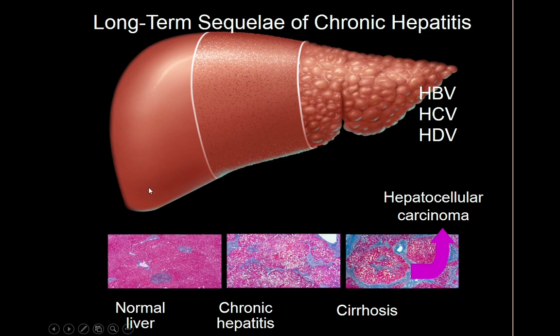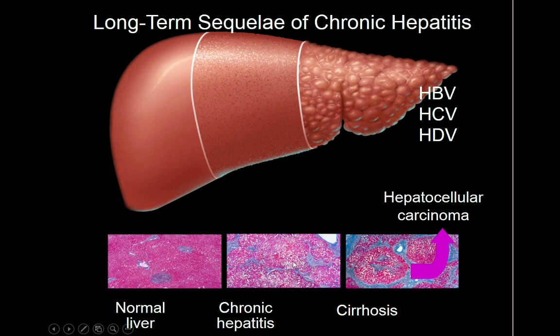Now, this is the long-term sequelae of chronic hepatitis, which is B, C, and D. This is the normal liver, how it looks. This is all Masson's trichrome, so you can see the stain here. In the normal liver, it stains only around the portal tracts and around the central vein, and this pink is all hepatocyte. In chronic hepatitis, you can see that the blue has become much more. That means there is much more collagen where it should not be.